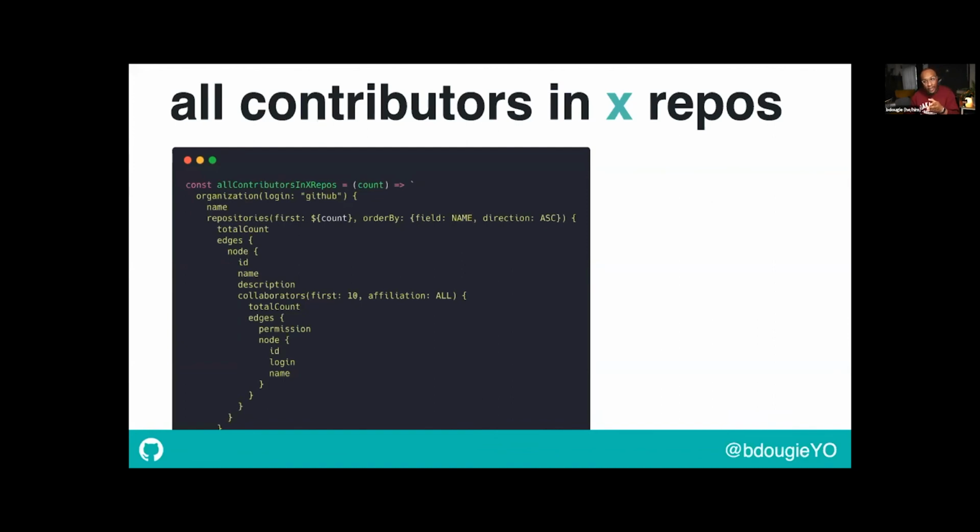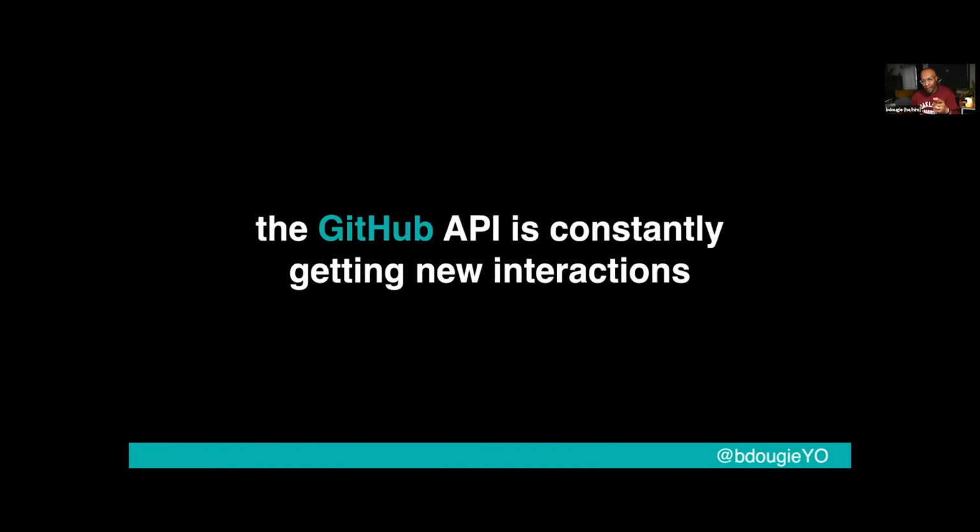Now, normally this would be probably four or five different API requests from a REST endpoint, but I'm able to accomplish this in one query in GraphQL. I could copy and paste this and show you, but for the sake of time, we'll move right along.